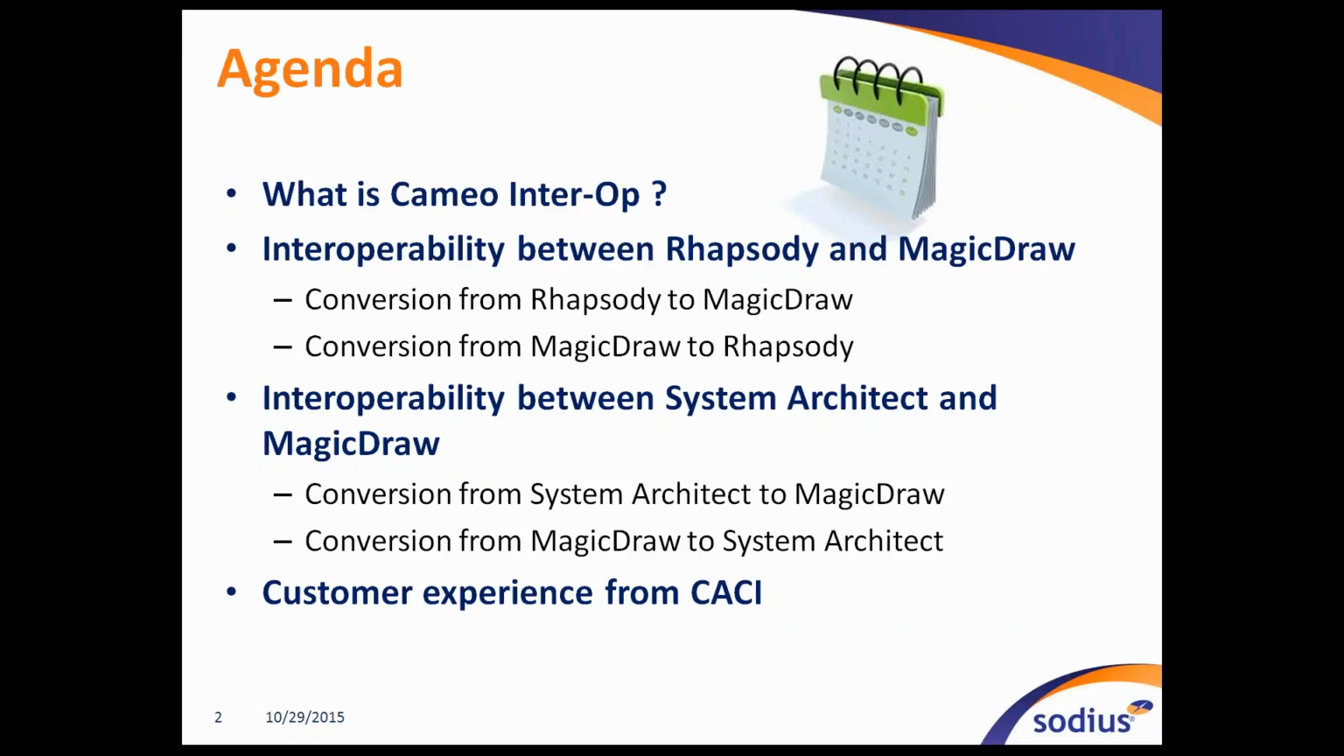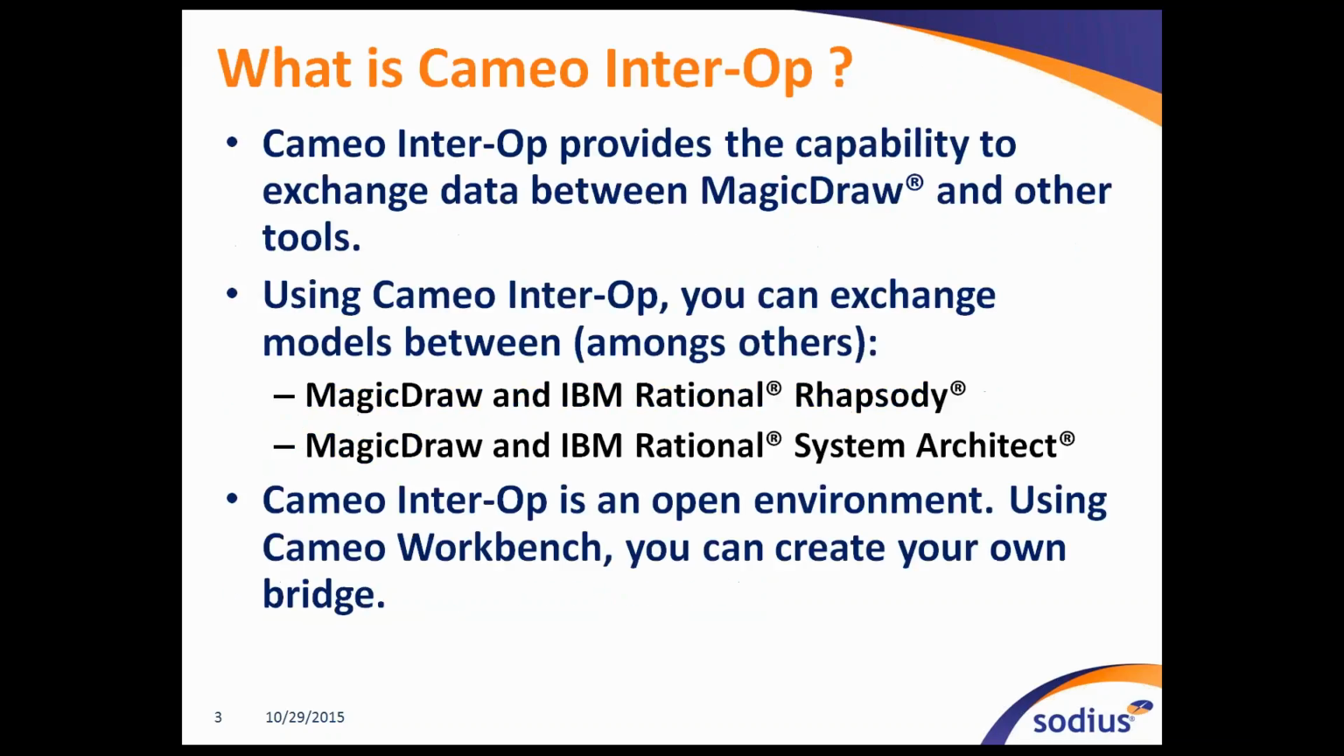Here we are focused on the four bridges, which are the conversion from Rhapsody to MagicDraw and from MagicDraw to Rhapsody. We also have interoperability between System Architect and MagicDraw, and also MagicDraw to System Architect. And at the end of my presentation, I would like to focus on our customer experience, principally with CACI, which is using the bridge.